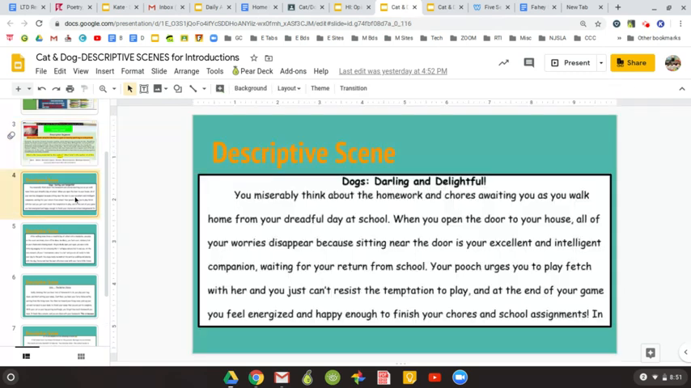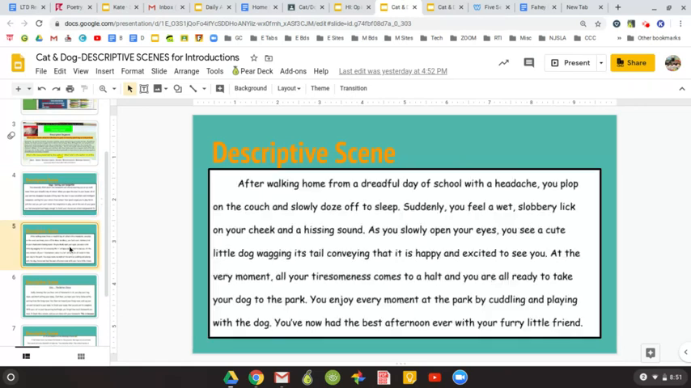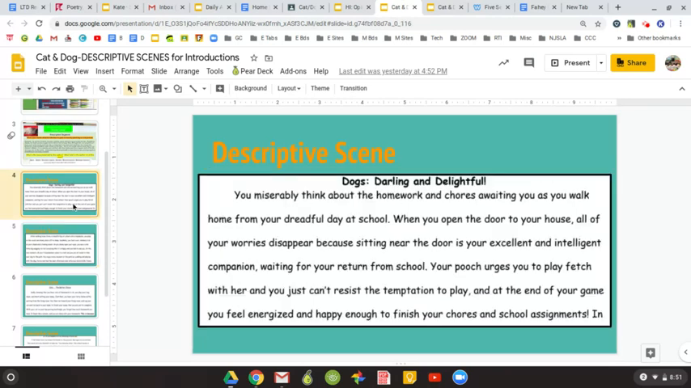So if you looked on the presentation and you took a look at the descriptive scenes, these are particular ones from previous years. Okay, so I'd like you to take a moment just to read this, and I'll read it with you. Dogs, darling and delightful. I want you to listen for adjectives, describing words.